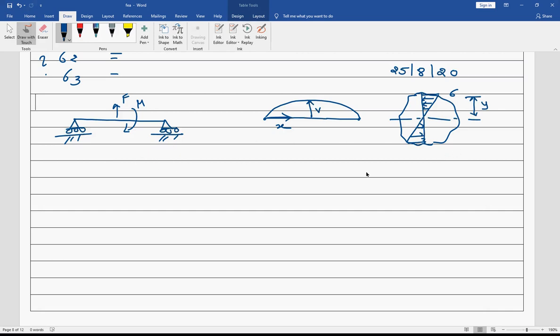Now let's assume some cross section. So this is the similar cross section I am drawing again. Let's consider a small area at this location. So basically distance from the neutral axis is y and the area is dA. So we are talking about this small area which is located at distance y from the neutral axis.